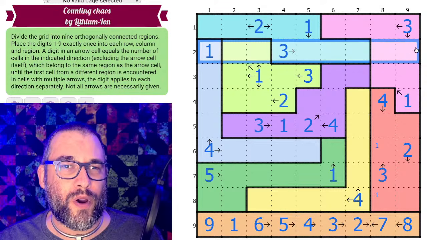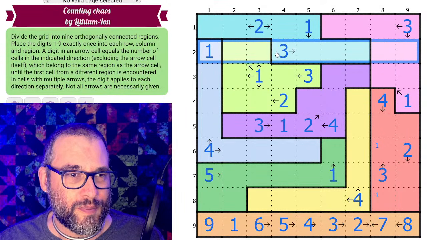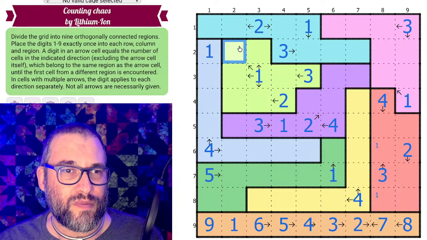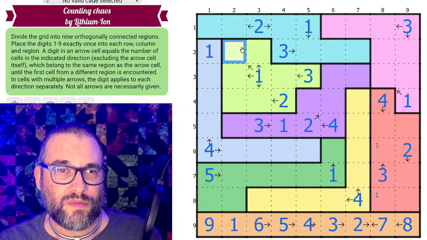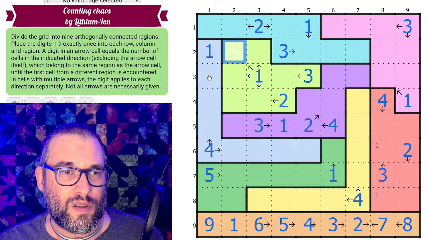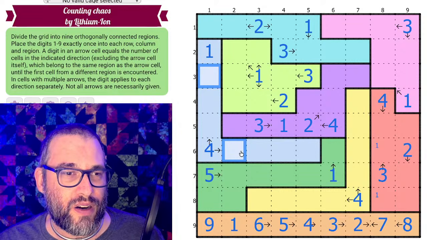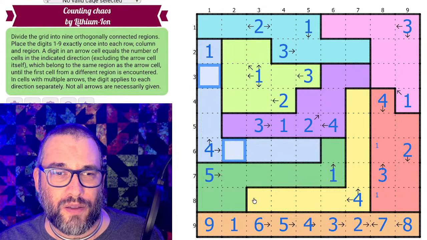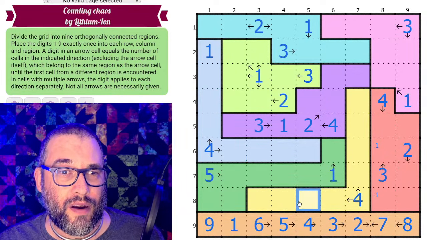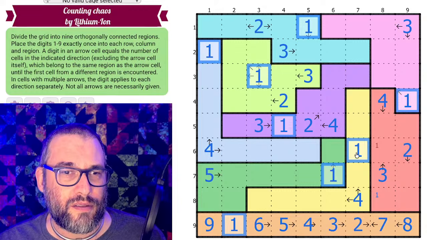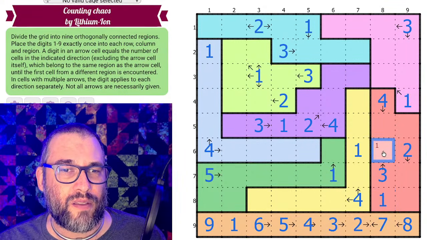Oh, I guess 1 in row 2 would have been easier. Let's see. We could have a 2 here or a 2 here. A 1 in yellow. Let's do that. Not there, not there, not there, not there, not there. Could be there, not there, and not there. And then our last one in the grid.